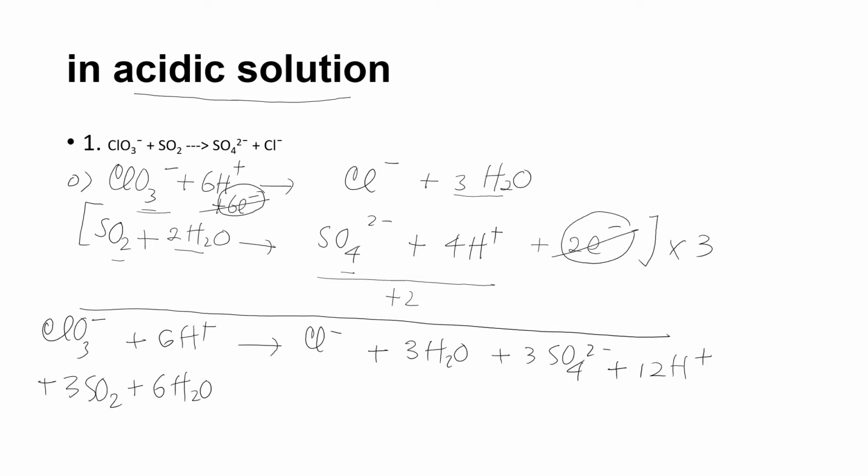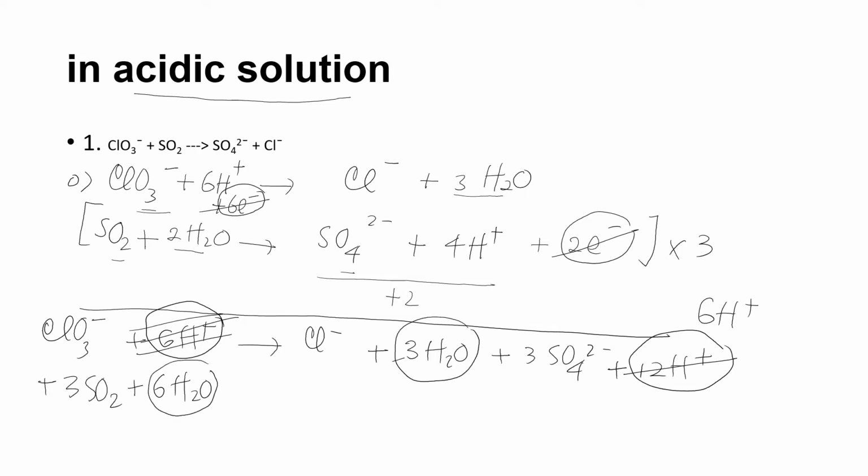After that we still have the same species here. H plus 6 on the left, 12 on the right. So we cancel. Here you have 6 H plus. And then you have H2O 3 here, you have 6. So this is all used up. Here only 3. After that we rewrite.